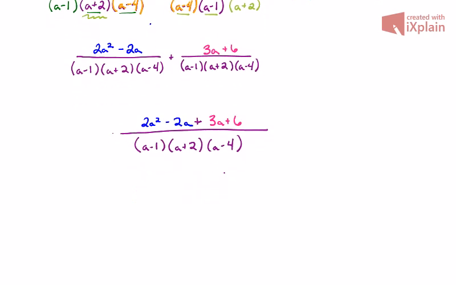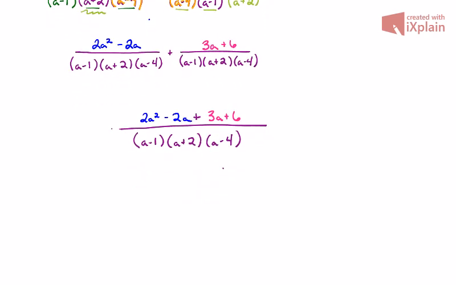But we can clean up and see if we have any like terms. And actually I'm seeing my two middle terms here are like. So when all is said and done, we will have the a minus 1 times the a plus 2 times the a minus 4. The 2a squared does not have any like terms with it, so we will leave that.